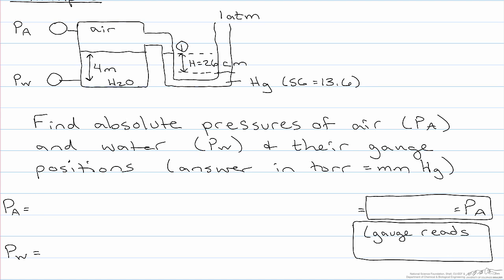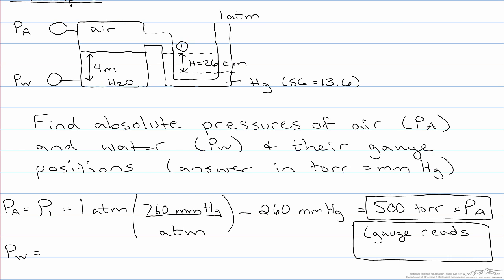So PA is P1, which we can figure out from 1 atmosphere and then minus this 260 millimeters of mercury. And that will tell us the pressure over here. We know the pressure here is lower than the pressure of 1 atmosphere because the manometer fluid is higher on the left-hand side and lower on the right-hand side. So the result is 760 millimeters of mercury minus 260, which is 500. I have converted, without showing it, from millimeters of mercury to torr. So that's PA, that's the absolute pressure.